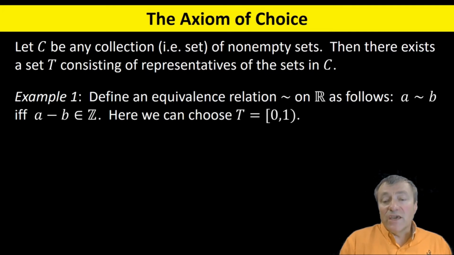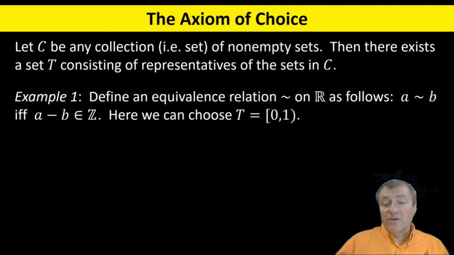Two real numbers a and b are equivalent if they differ by an integer. In other words, they have the same fractional part. So 1.37 is equivalent to 5.37. Think of this as the real numbers mod 1, or in other words, the real numbers mod the integers. Take a representative from each equivalence class.